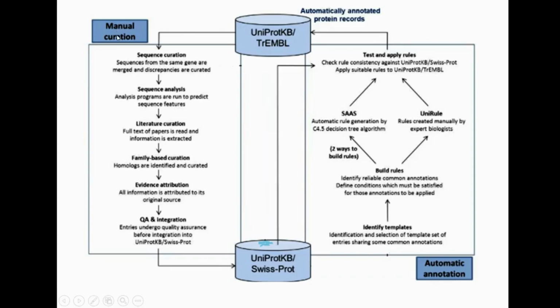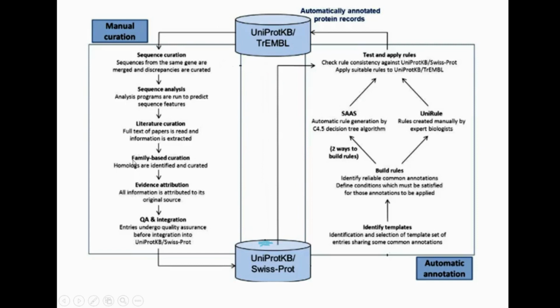After the manual curation of the sequence, the sequence moves from the translated EMBL to the Swiss-Prot. The first step of manual curation is the sequence curation, where the same genes are merged and discrepancies are curated. The second step is analysis, in which sequence analysis programs are run to predict the sequence features. The third step is the literature curation, where the full text of the paper is read and information is extracted.